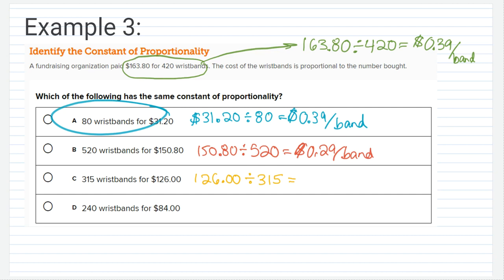So 126 divided by 315 wristbands is going to give us 40 cents per band, per wristband. And last but not least, we'll be doing $84 divided by the 240. So 84 divided by 240 is going to give us 35 cents per band.